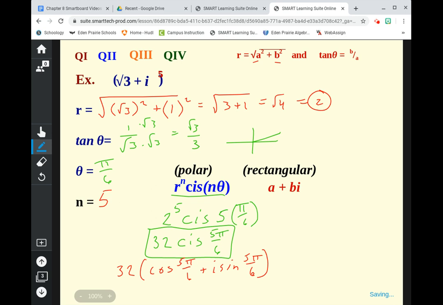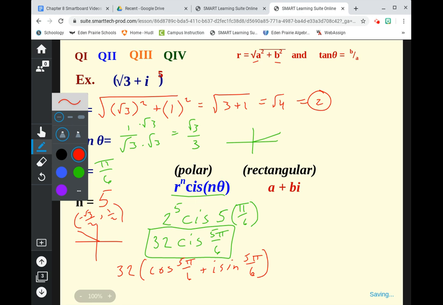And now let's clean it up. What is the cosine and sine of 5 pi over 6? Well, I'm going to go ahead and make the unit circle. Over here is 5 pi over 6. That ordered pair is negative root 3 over 2, comma 1/2. You should have that on your unit circle.